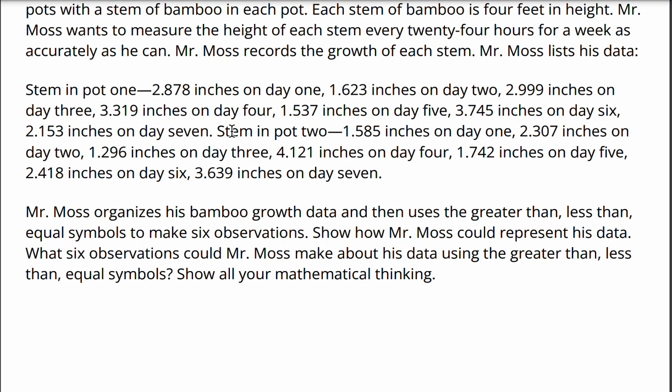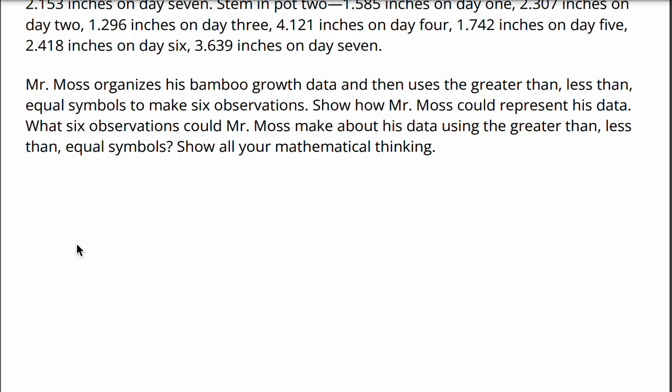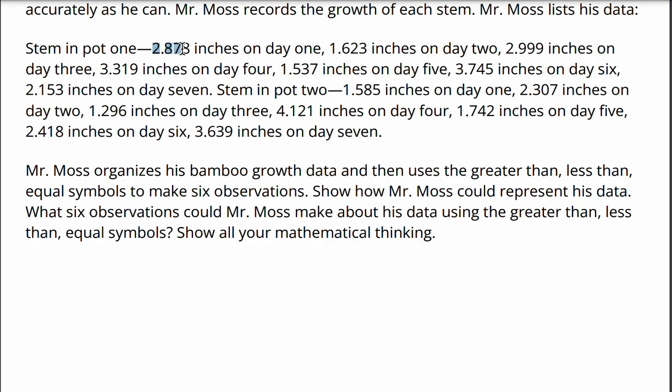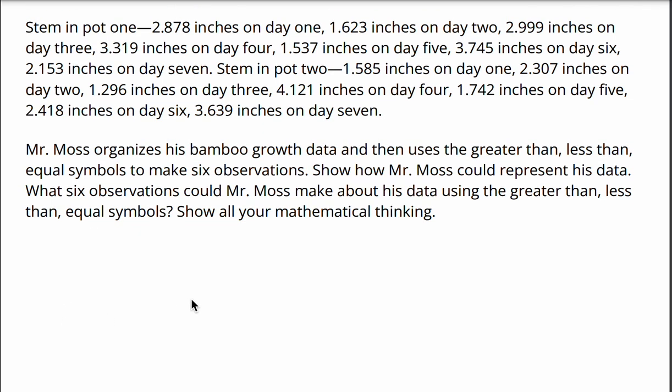So for day 1, it says it grew 2 878 thousandths inches. So that means I'm writing that under stem 1 next to day 1. I'm putting this number right here. For day 2, it says it grew this amount. So I'm coming down here to my stem 1 day 2, and I'm putting my data in the chart. Again, this is not really anything mathematical yet. You're just labeling the amount of growth per day for each stem and getting it to look almost like a chart so that you can see the numbers next to each other.